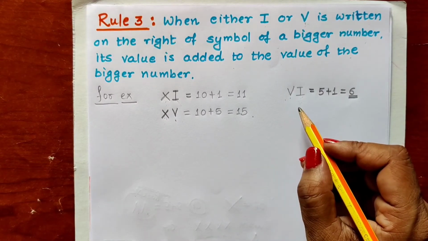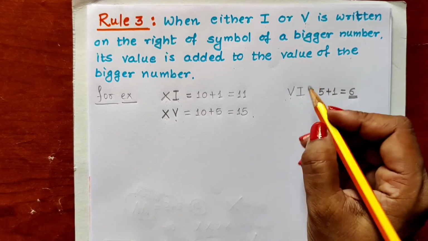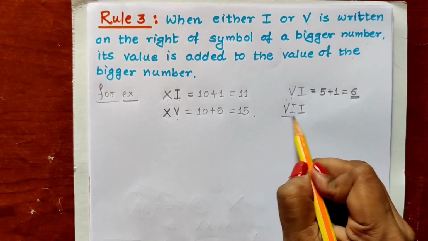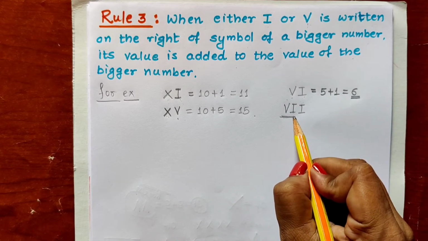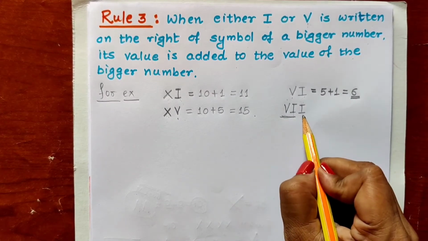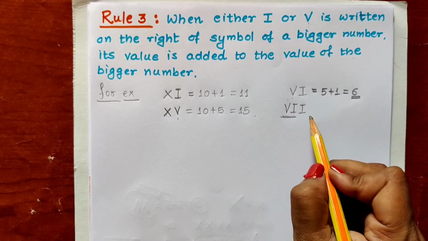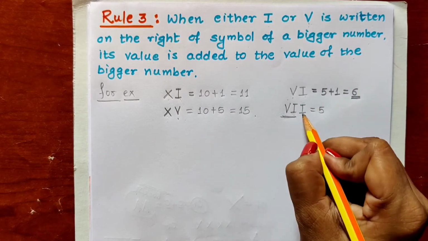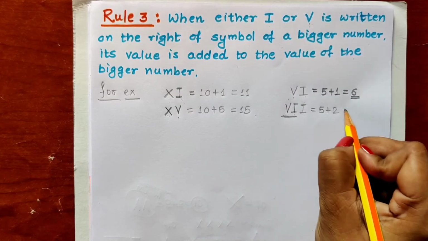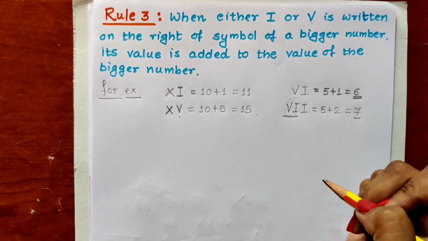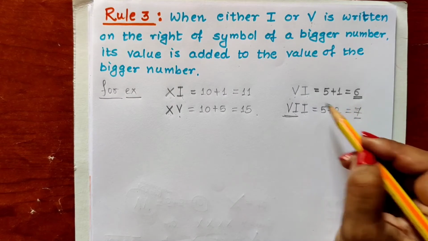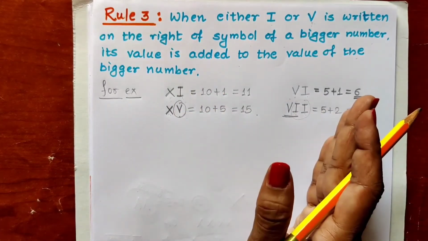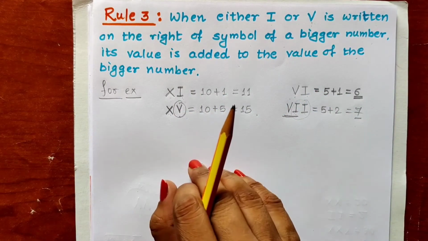If I write one more example, VII. Okay, so this VII means 5 plus 1 plus 1, correct? So it will be 5 plus 2. This V means 5 plus this one plus this one. So this is 5 plus 2. 5 plus 2 means 7. So in this way we will have to add these I values and V values when they are written on the right side of the bigger number. This is our third rule.